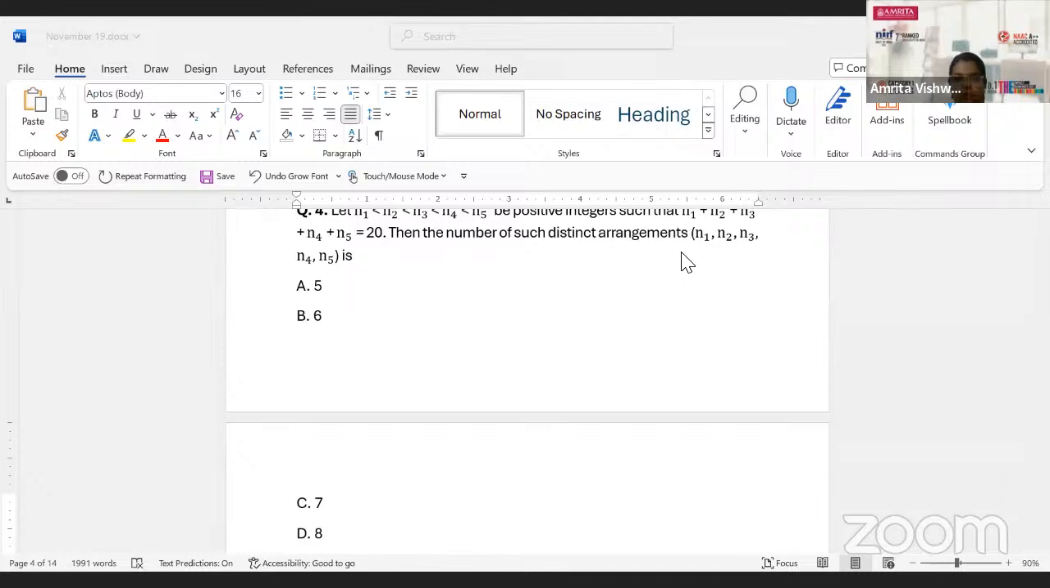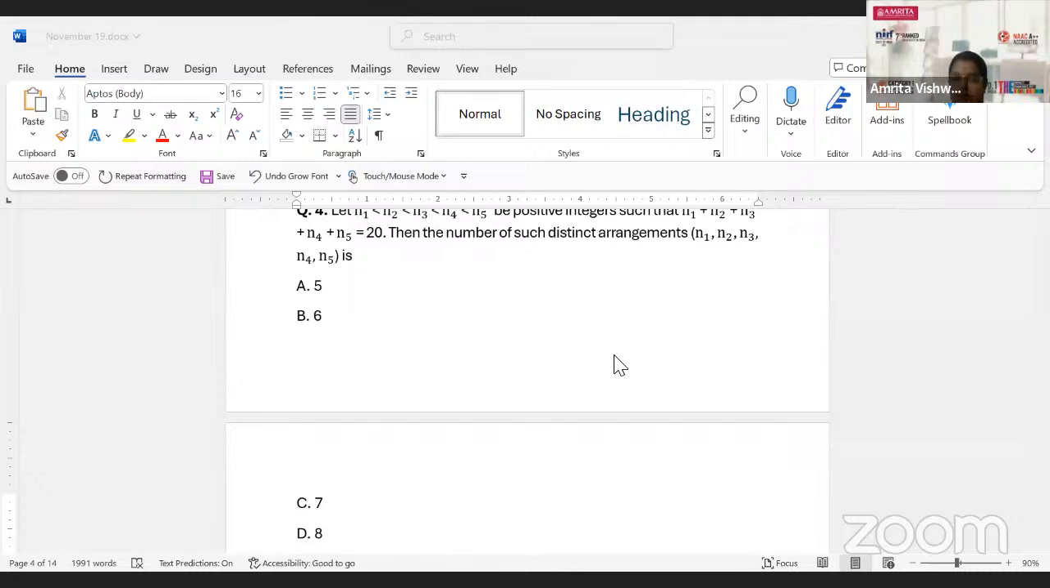This is a very simple question. There are 5 terms and they are in increasing order. So if you're taking the first term as 1, the second term cannot be 1. The second term has to be something like 2, 3, 5, or 10. If the second term you're selecting as 10, the third term should be something like 15, the fourth term should be 20. So this way you have to do it.